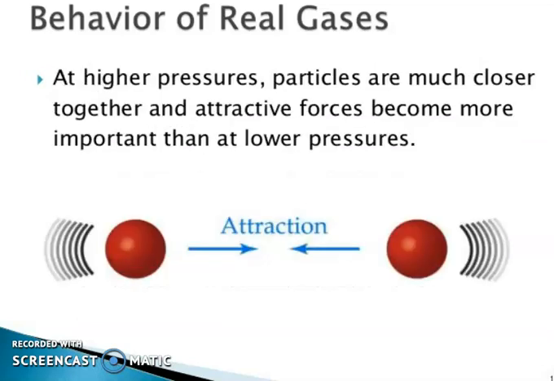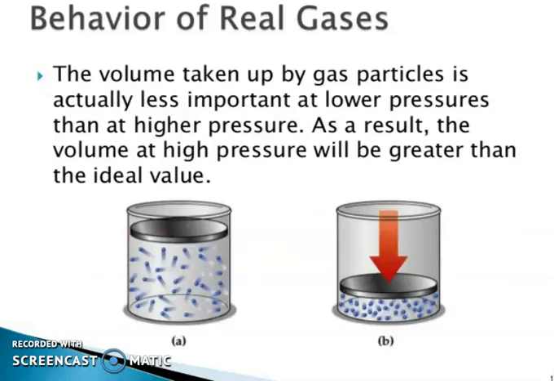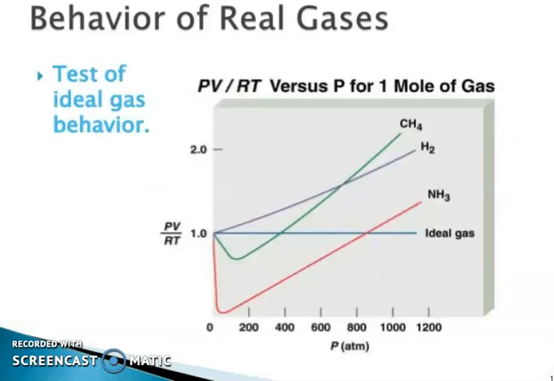So friends, the behavior of real gases. At high pressure, particles are much closer together and attractive forces become more important than at lower pressure. Now, the volume taken up by gas particles is actually less important at lower pressure than at higher pressure. As a result, the volume at high pressure will be greater than the ideal value.